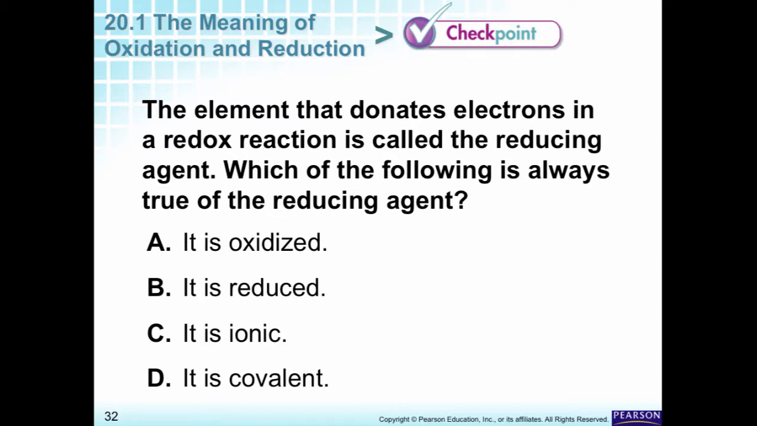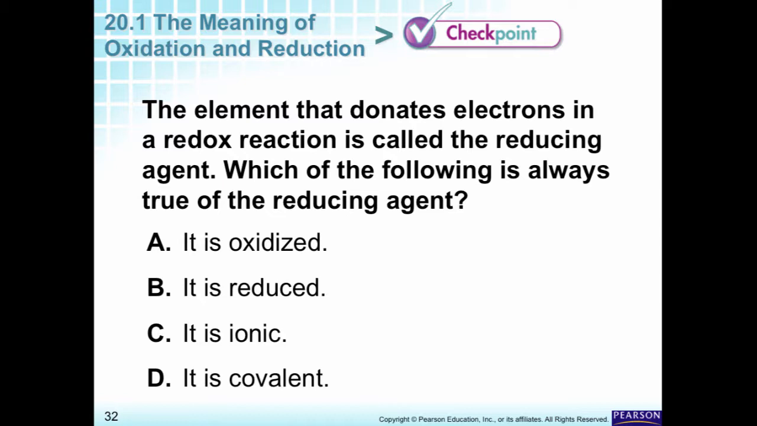Okay, who would like to raise their hand? B. B, it is reduced. How many people agree with Ronald that it's reduced? The reducing agent is reduced. No, I'm just kidding. I pick A. I pick C. No, I'm still with A.